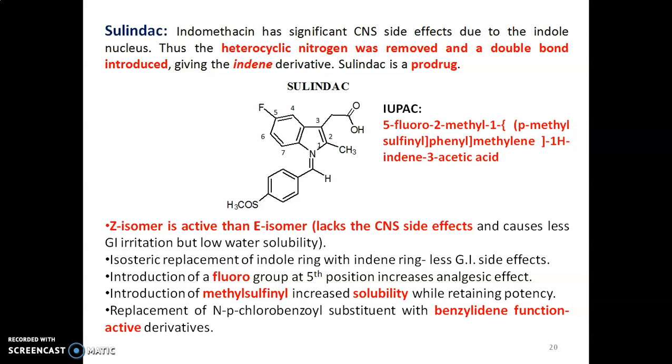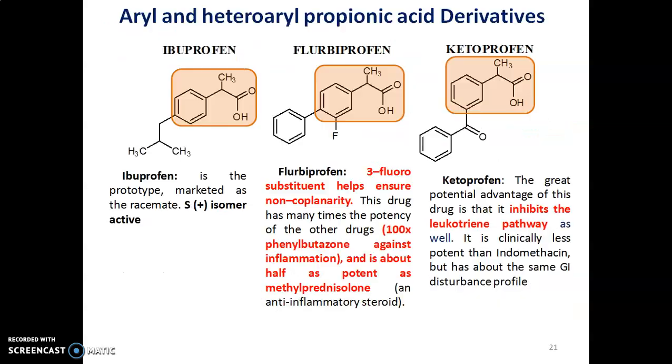Isosteric replacement of indole ring with indene ring, this is indene ring, gives less GI side effects. Introduction of fluoro group at 5th position increases the analgesic activity. Introduction of methyl sulfonyl increases the solubility while retaining the potency. Replacement of para-chlorobenzoyl substituent with benzylidene function gave active derivatives.